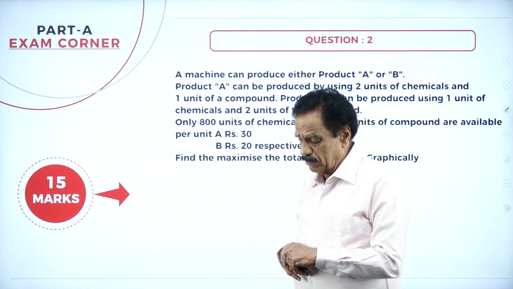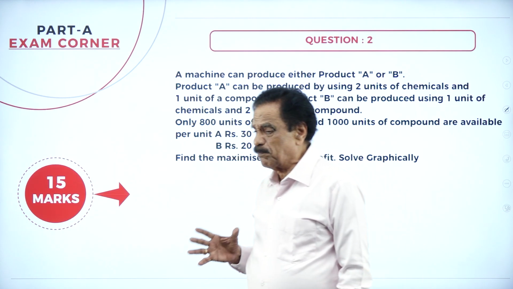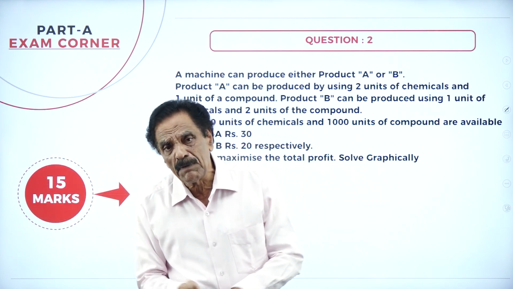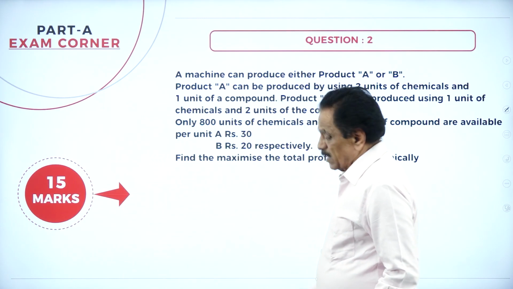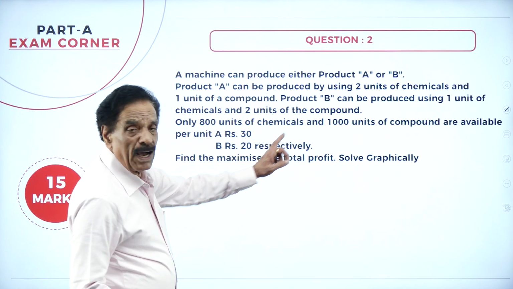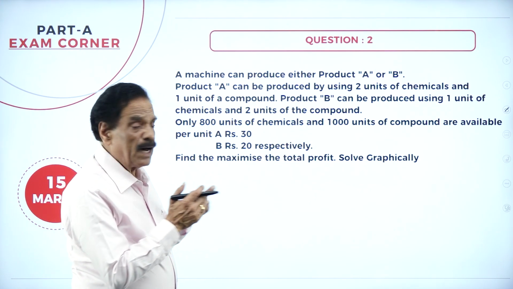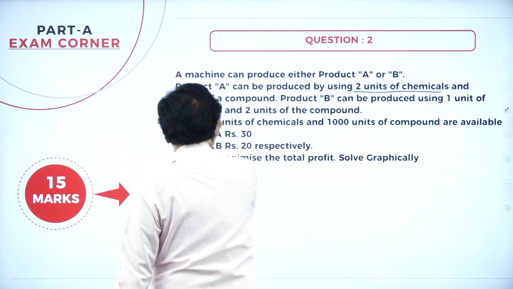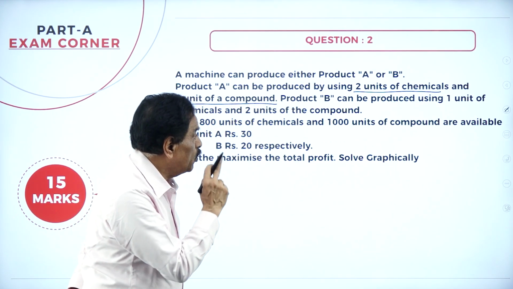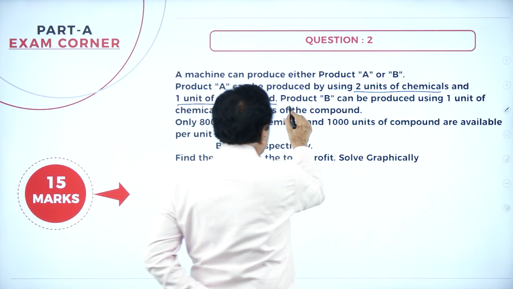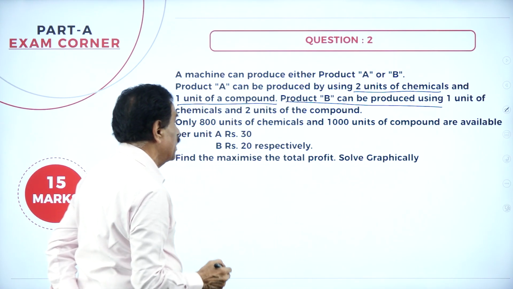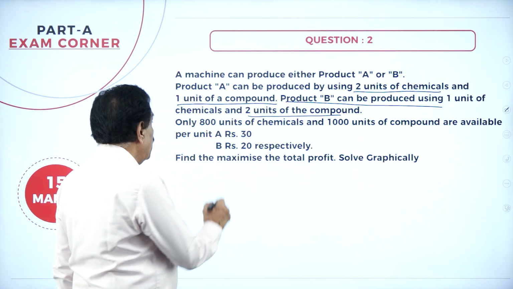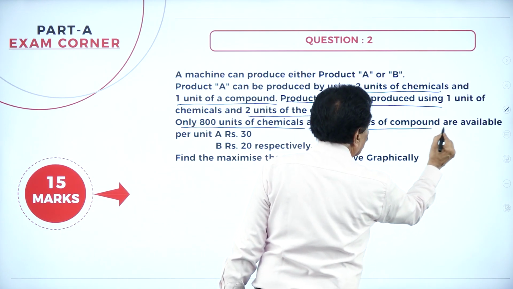The second model question paper goes to linear programming. Here make a program where the maximum profit is available when you involve the machinery and the labor. A machine can produce either product A or B. Product A can be produced by using 2 units of chemicals and 1 unit of component. Product B can be produced using 1 unit of chemicals and 2 units of components. So these are the constraints they are saying. Only 800 units of chemicals and 1000 units of components are available.